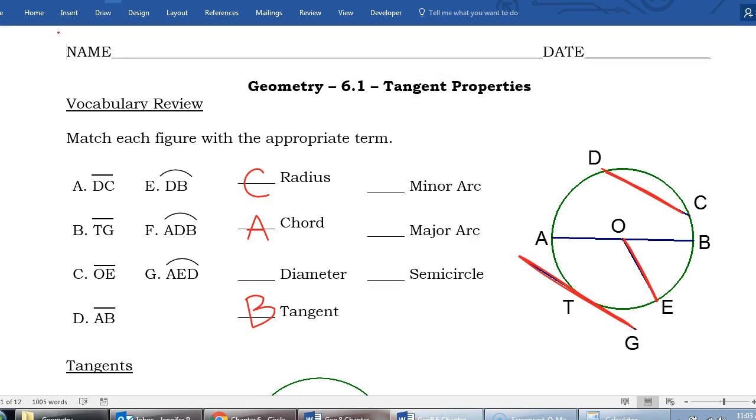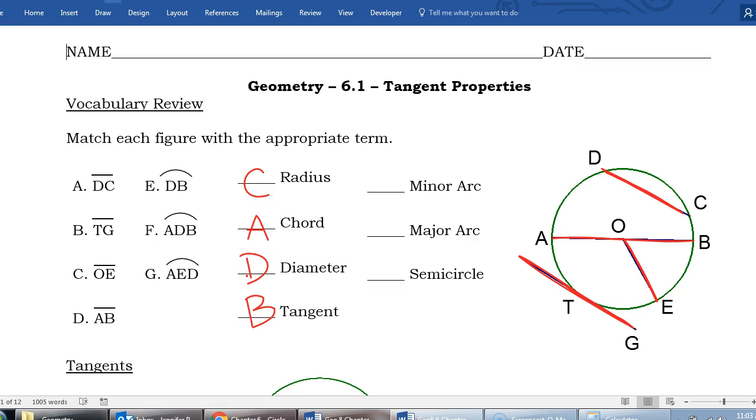And now letter D. Letter D is the segment A to B. Here is AB. That is a segment connecting 2 points on a circle that hits the center of the circle, and that's called the diameter.